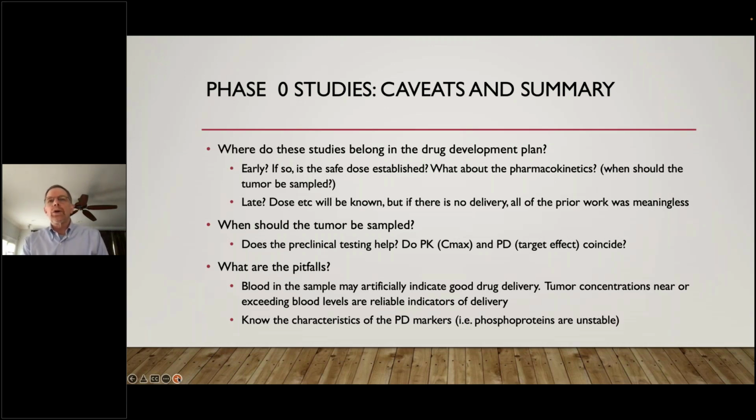So what are the pitfalls? Of course, when a tumor is removed, it is contaminated with blood, and blood concentration of the drug will be part of the assay. So when you do see tumor concentrations near or exceeding blood levels that are done simultaneously, that's a pretty good indicator of good delivery, like we saw with selengitide. And again, the caveat to know the characteristics of the pharmacodynamic markers, as I showed you the example of phosphoproteins that are quite unstable. So if you wait too long, you'll get a false indication of effect.